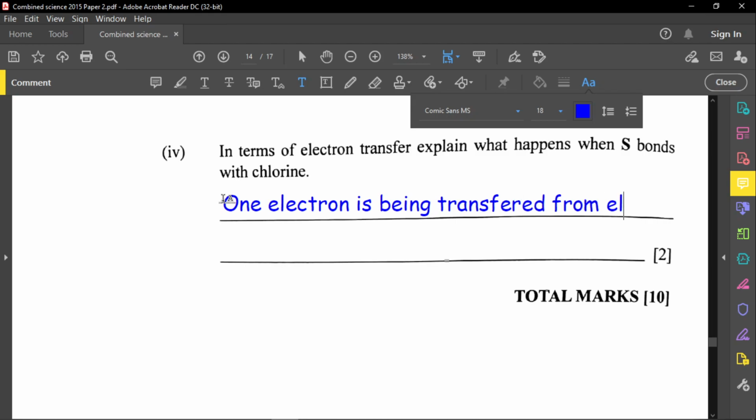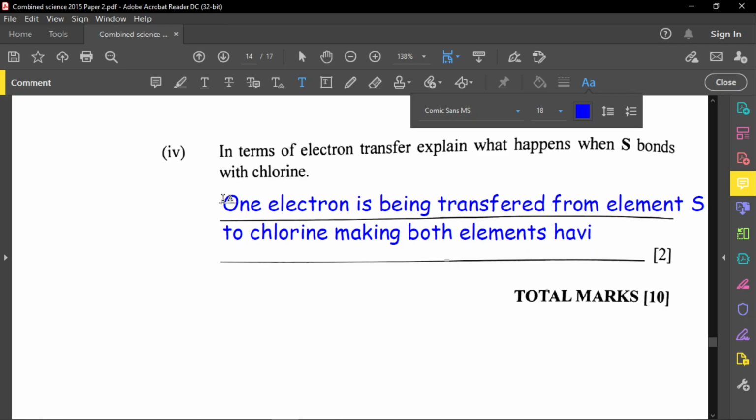from element S to chlorine. Okay, so transfer to chlorine. This is a 2-mark question here. All right, making both elements having a stable electron configuration, right? Which simply means that the last shell of each element will be completely filled. Okay. All right, so that is for that.